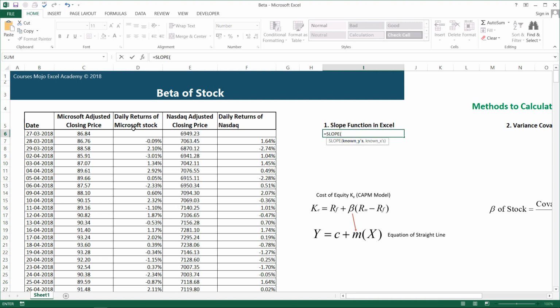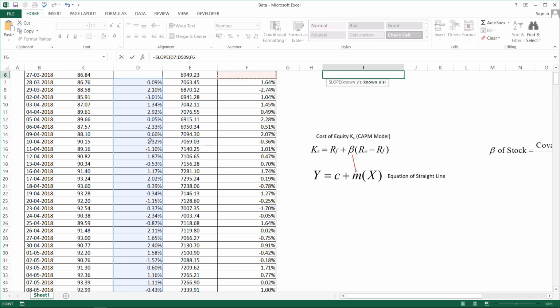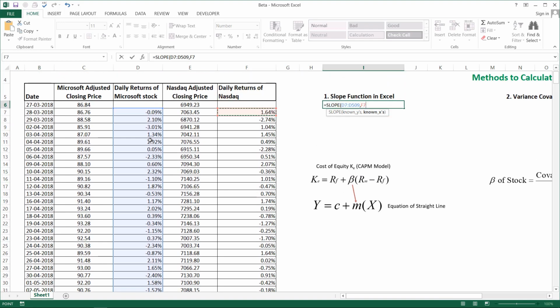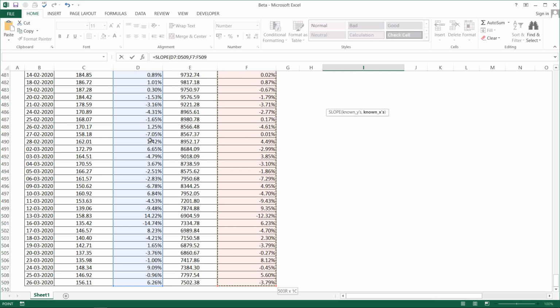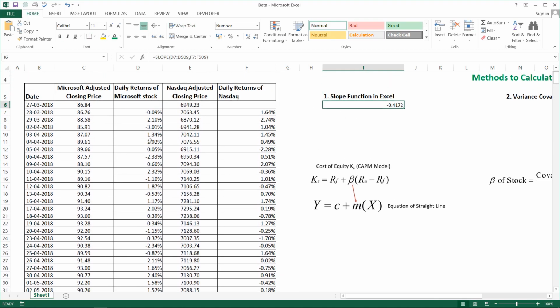First, select the stock returns for the entire data: put the cursor at the first stock return and press Ctrl plus Shift plus Down arrow to select the stock returns for the entire data, then a comma. Next, similarly, select the market returns, close the bracket and press Enter. And this beta is equal to minus 0.4172. And here our beta is negative.